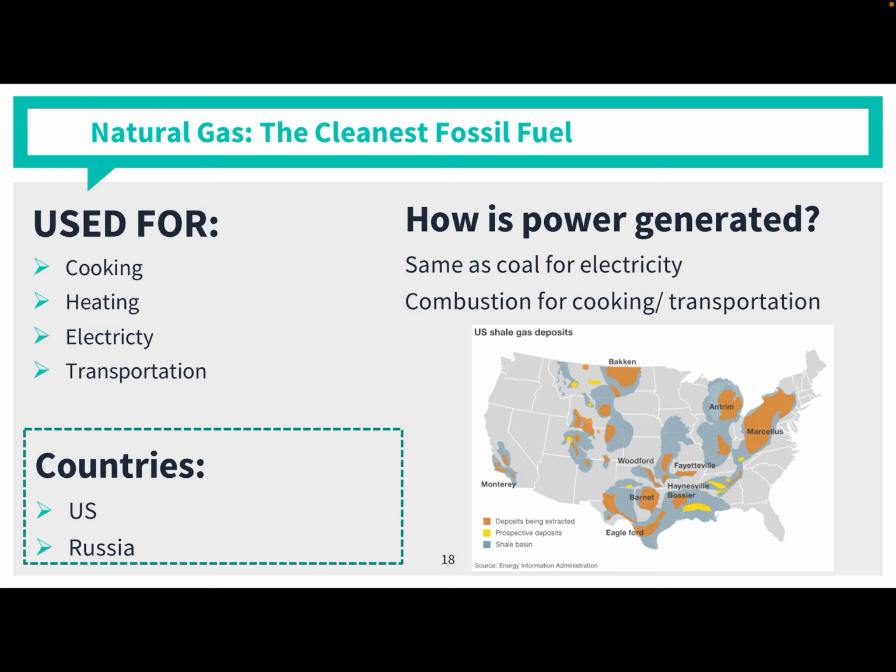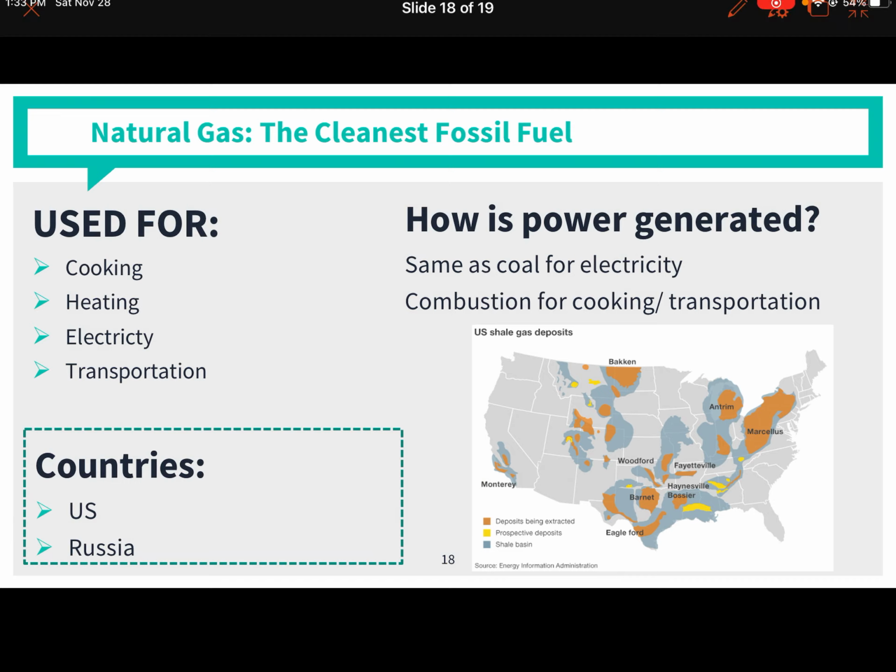So the biggest users of natural gas is the United States and Russia. Flip-flops based on costs and different political factors, but for the most part, the US and Russia are the biggest two users. So energy is produced the same way as we talked about for coal, heating up water, creating steam, turning turbines, going to generators, coming to us. In cooking and transportation, it's just combustion, the same as fossil fuels.